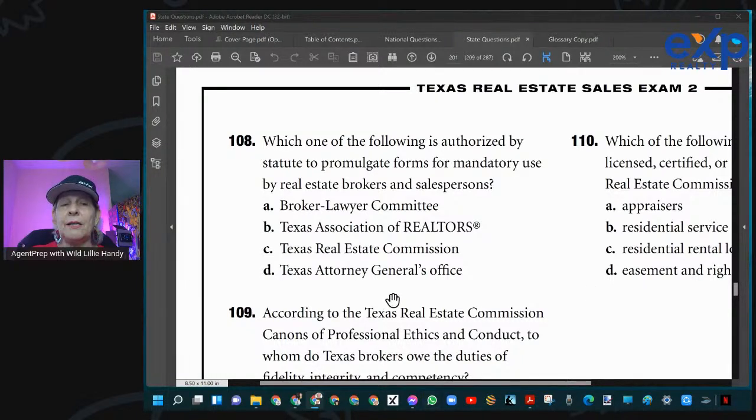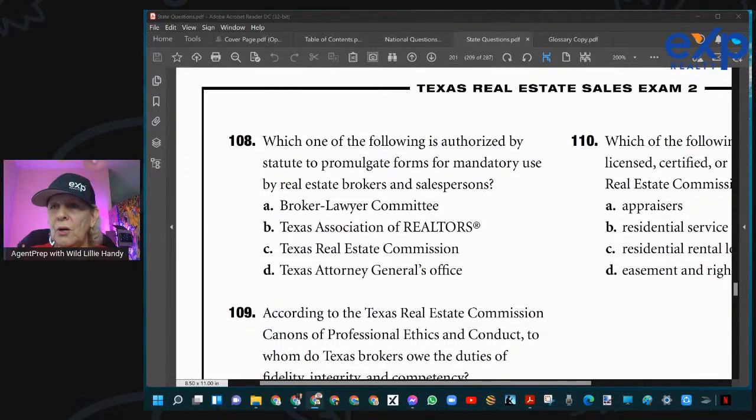The answer is B, Texas. I'm sorry. The answer is C, you all. Sorry. I need to correct that. Let me see. Can I correct it here? Delete comment. Dang it. It didn't put user. The answer is C, Texas Real Estate Commission. Okay. I said the wrong letter.